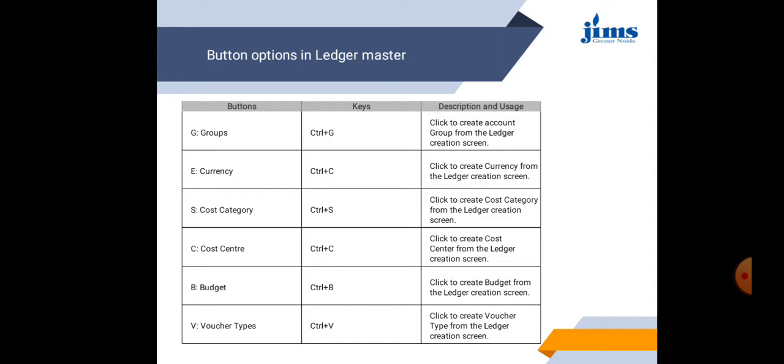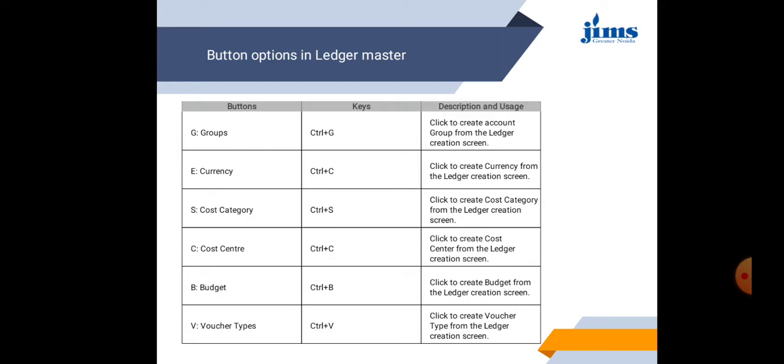So the button G is for the groups and the shortcut key for it is Control plus G. What is the function of this key? Click to create account group from the ledger creation screen. If you are creating a group item, then here you can click on it.